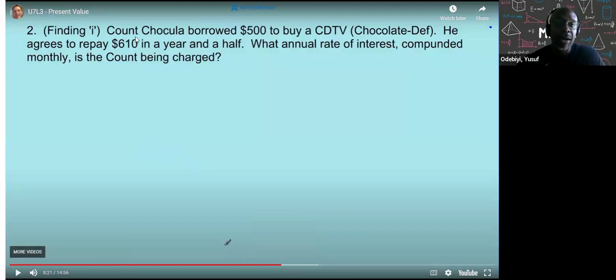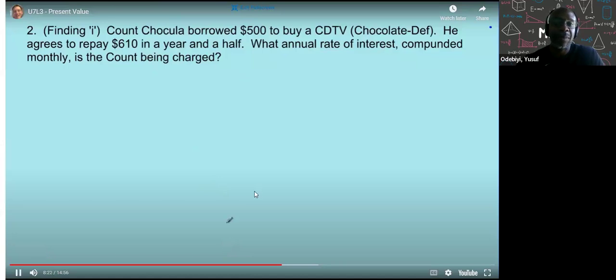So Count Chocula, I don't know why you're using that person. Count Chocula borrowed $500 to buy a CD TV, which is Chocolate Deaf. I don't know why. You know what? I'm gonna play it out. Let him read it. Sounds a little ridiculous to me, but let him read it.